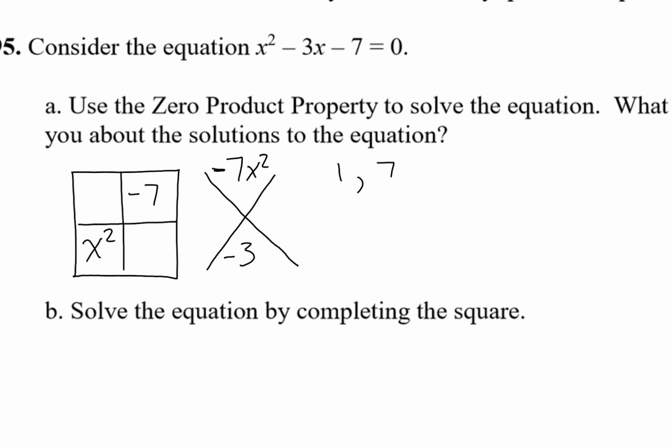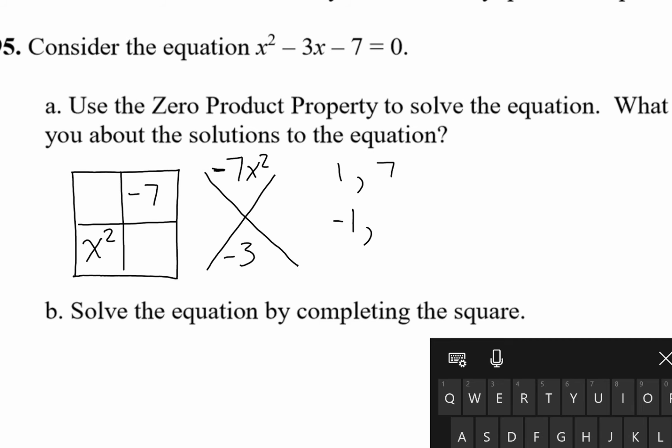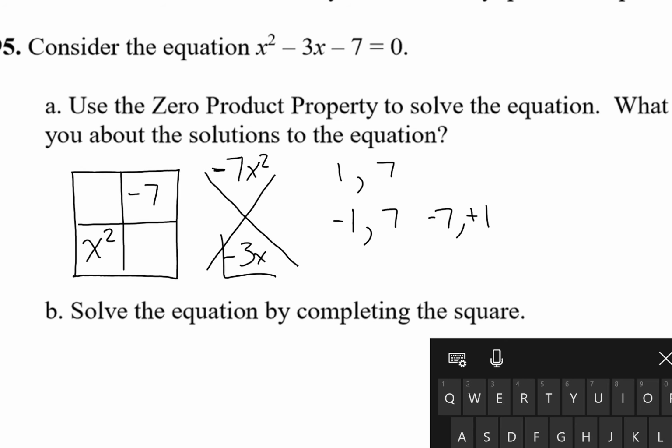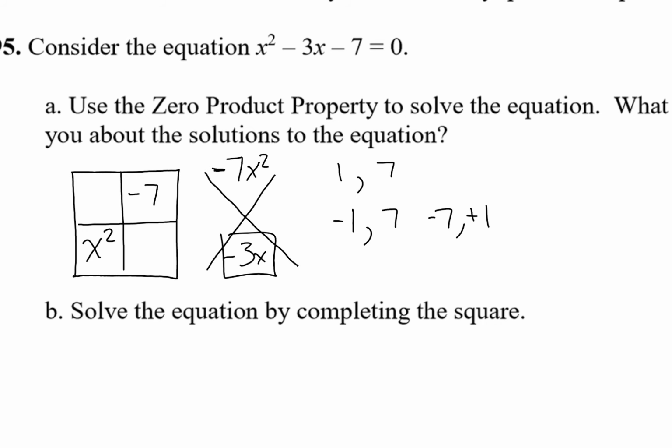So I could have negative 1 and 7, or I could have negative 7 and positive 1. If I add negative 1 and 7, I get just 6. And if I add negative 7 and 1, I get negative 6. So there's no way that I'm going to be able to build this target of negative 3x. So this is not factorable. This is something that I can't factor.